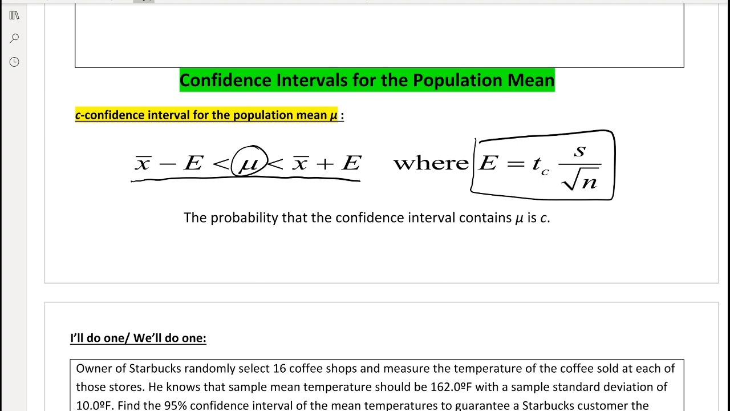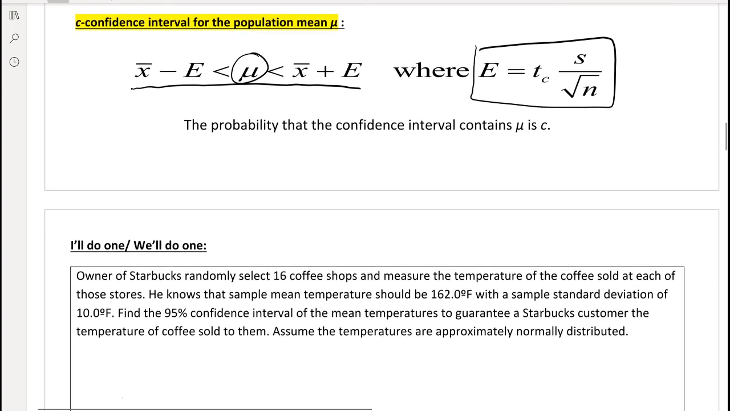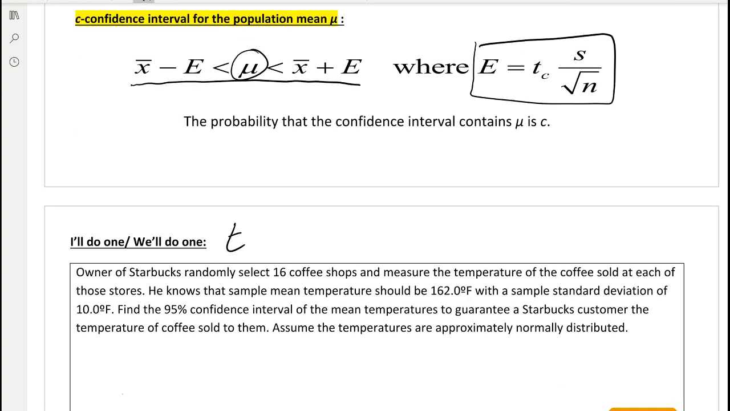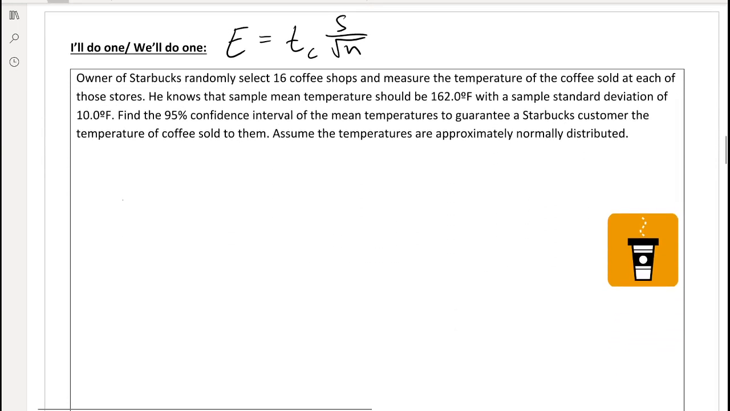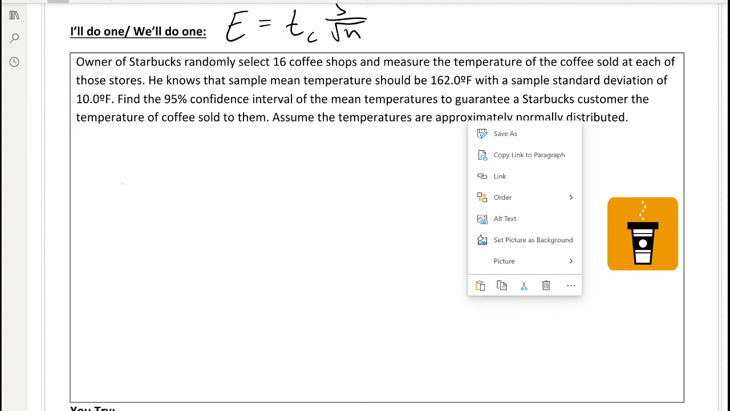And we don't have the standard deviation for the population. We can use the sample standard deviation instead, and our sample size is still the same there. So I'm going to go ahead and write this equation down over here just to help me reference it. Our margin of error is going to be equal to t sub c times the standard deviation all over the square root of n, right? So let's go ahead and get into this problem right here.